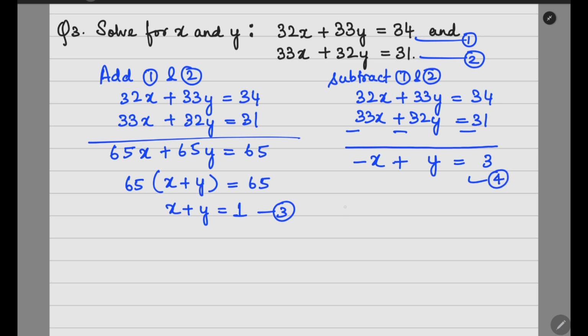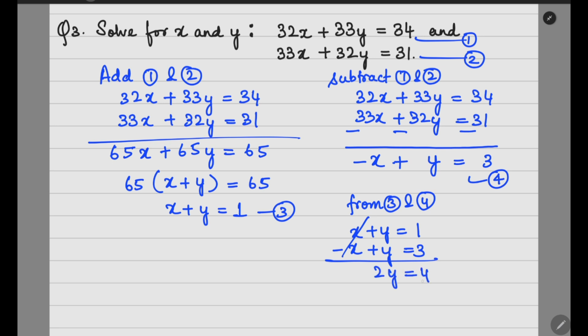So now solving for 3 and 4. From 3 and 4, just write it together. x plus y equal to 1 and minus x plus y equal to 3. Just add it up. So what do you get? 2y equal to 4, y equal to 2.